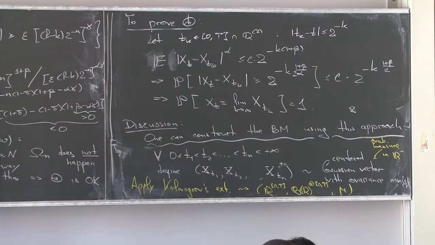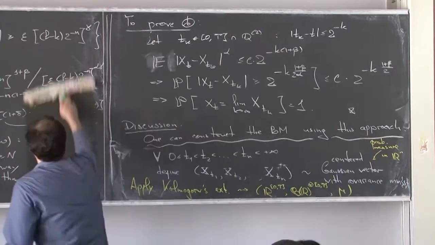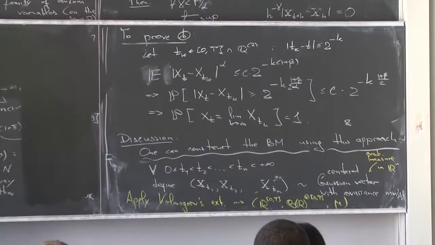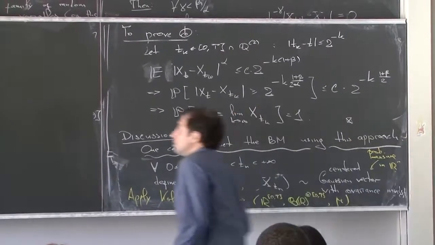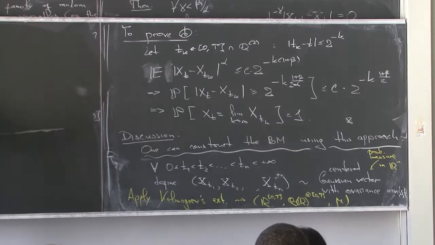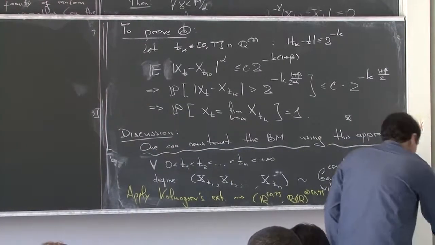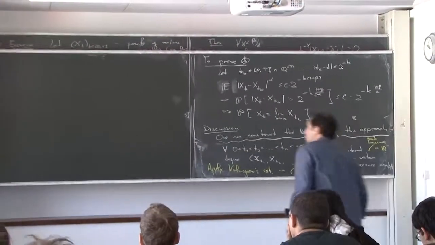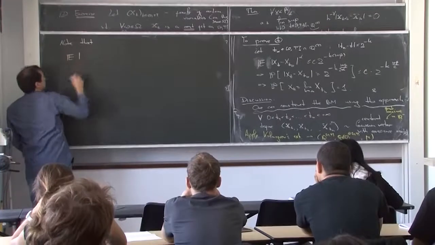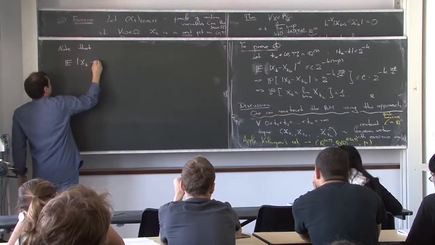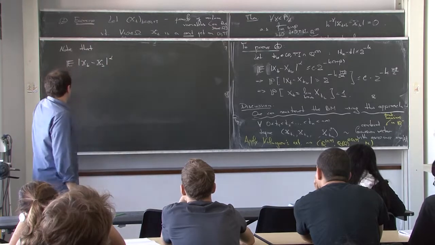Okay? But now, of course, there is a question. Okay, I described all the finite dimensional marginals, but does it give me a random process, something that I can think about as an element of a functional space? And the answer is, of course, yes. So to be sure we're able to think about this as a random process, what we need to check is this bound on moments. So we need to check that E|X_t minus X_s|^alpha is bounded by |t minus s| to a power greater than 1.